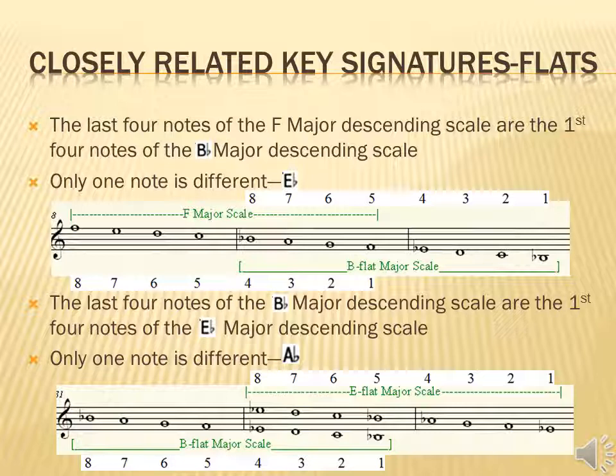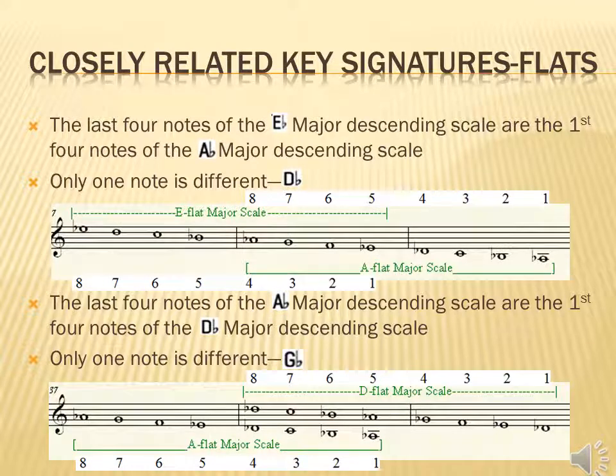Let's look at the B flat major scale and the E flat major scale. We have the B flat major scale, and we have the E flat major scale. The last four notes of the B flat major descending scale are the first four notes of the E flat major descending scale. Only one note is different, A flat.